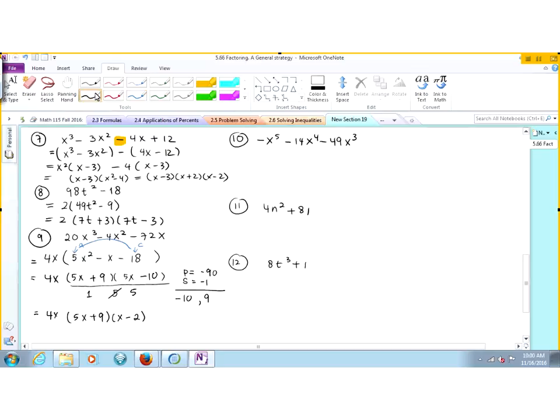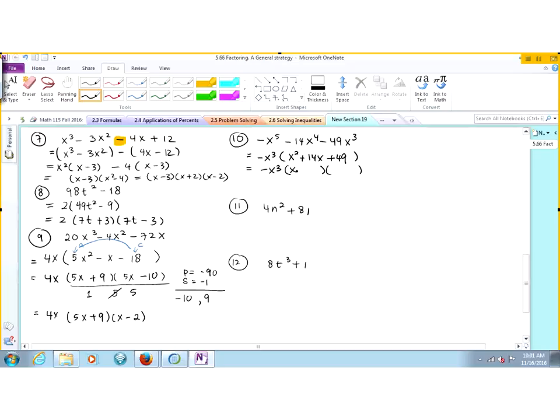All right. How about number 10? Are you feeling good with factoring or no? Pretty good? Okay. For number 10, what should we factor first? Negative x cubed, and we're left with x squared plus 14x plus 49. All right.